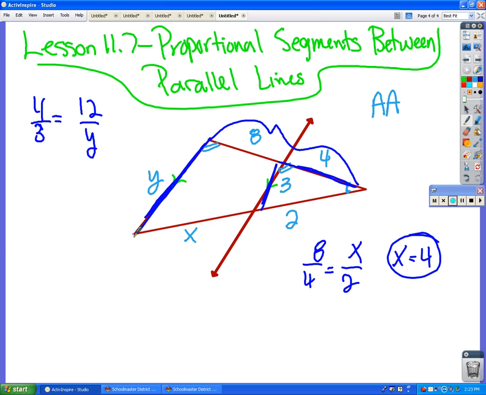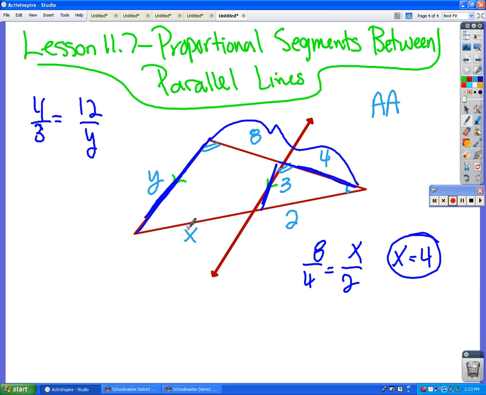Okay? Does that make sense? All right. So there's an important distinction there that you have to understand. When do you have to add together and use the whole sides, and when can I just use the pieces? So do you understand the difference between the first one that we did and the second one?